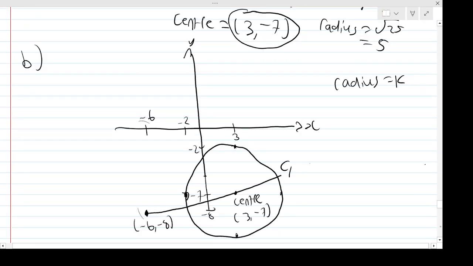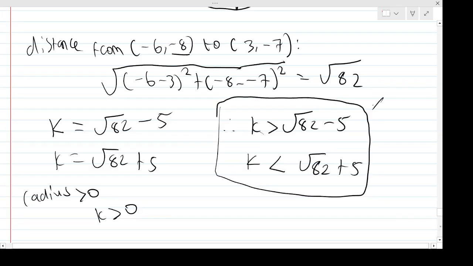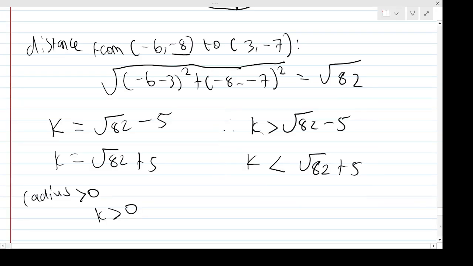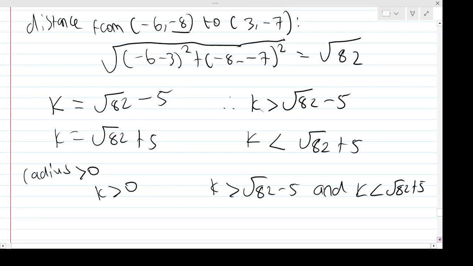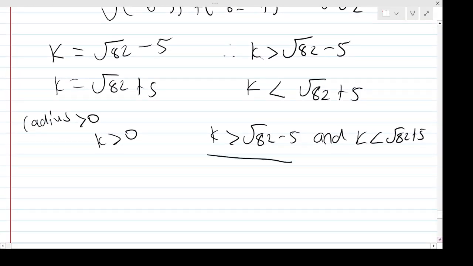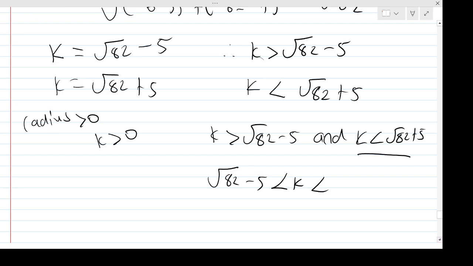Okay, but actually, again, both of it needs to be K greater than root 82 minus 5, and K has to be less than root 82 plus 5. We need to combine these inequalities together. So if K has to be above this number, that means that's the lower bound. So root 82 minus 5 has to be less than K, but then K has to be less than its upper number, root 82 plus 5, okay?